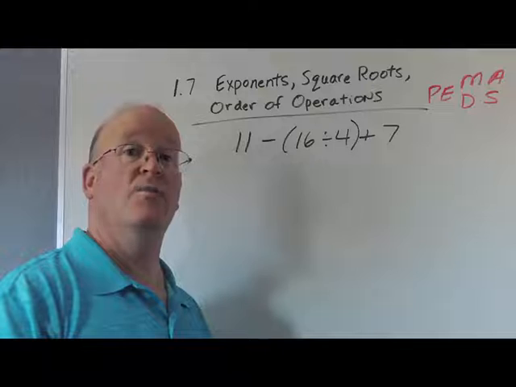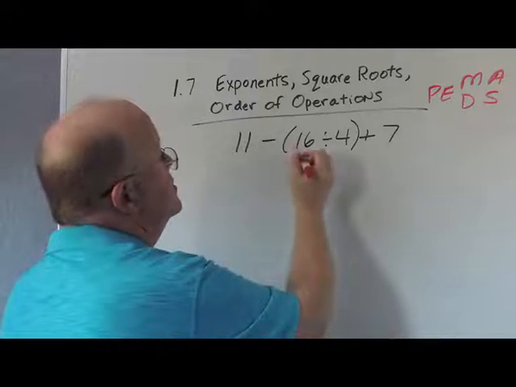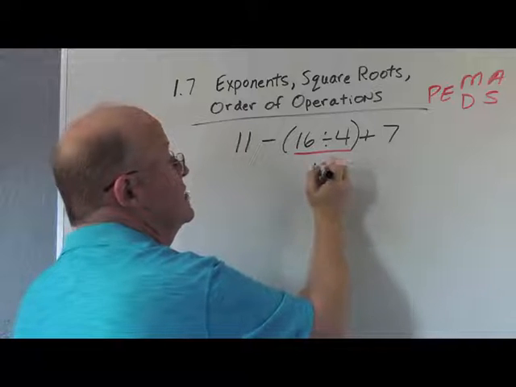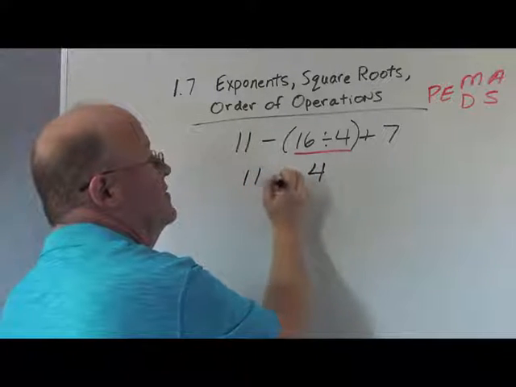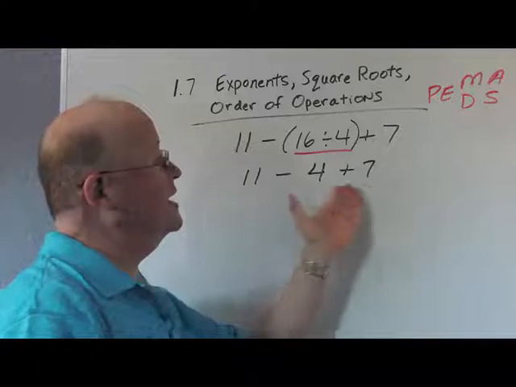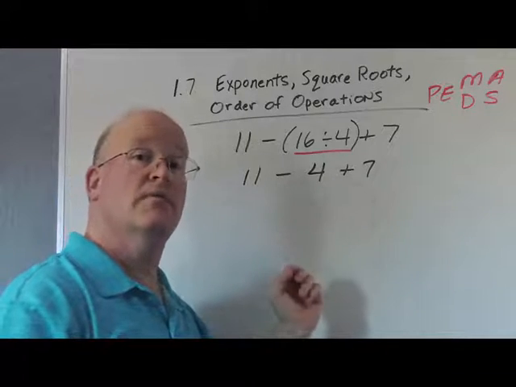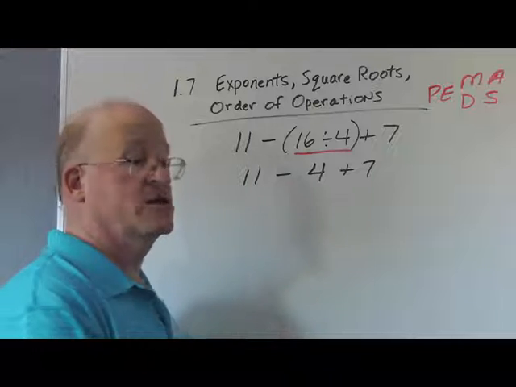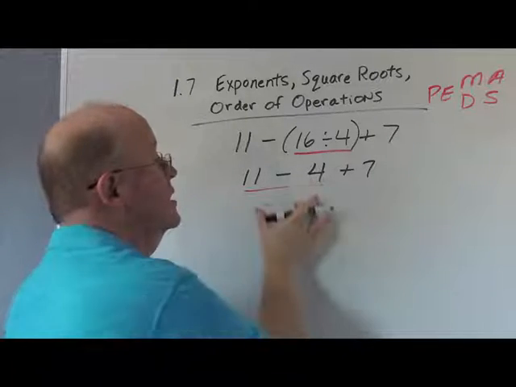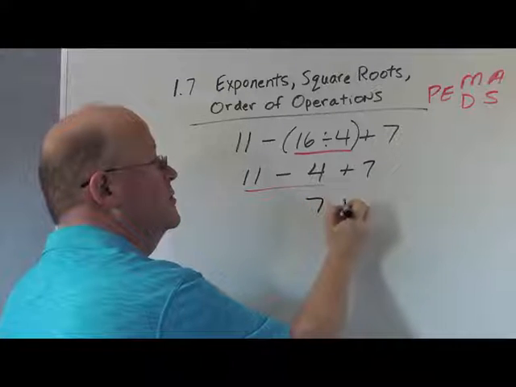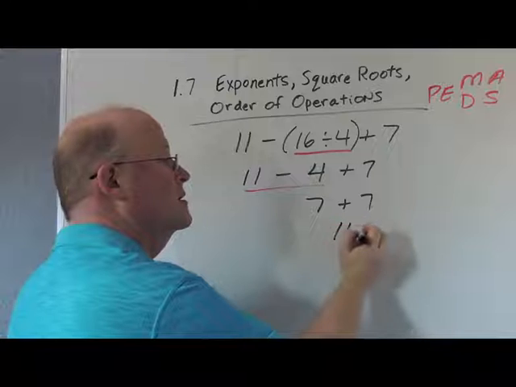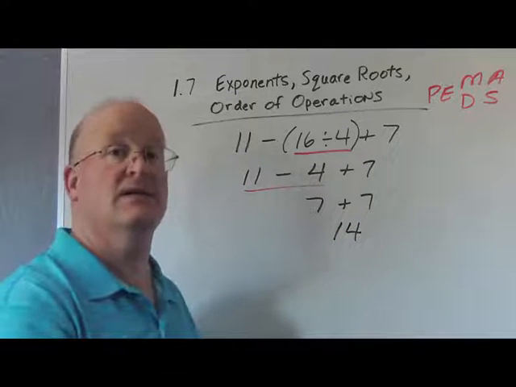Again, in this next problem, we have parentheses, so we're going to do this division inside the parentheses first, which is going to give us 4. So we have 11 minus 4 plus 7. And here we have subtraction and addition, which are equally important. Because the subtraction shows up first from left to right, that's what we do first. 11 minus 4 is equal to 7. Bring down our plus 7 from the line above, add together, and get 14 as the answer.